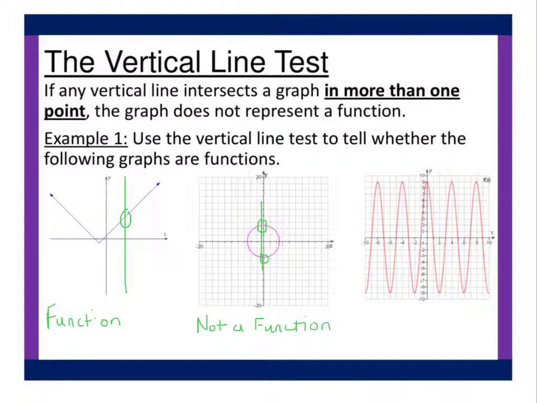And then on this last one, this one looks weird, but it's very similar to the first one. Anywhere you pick that you draw a vertical line on here, it will only go through the graph once. It won't go through more than once. So this one is also a function.